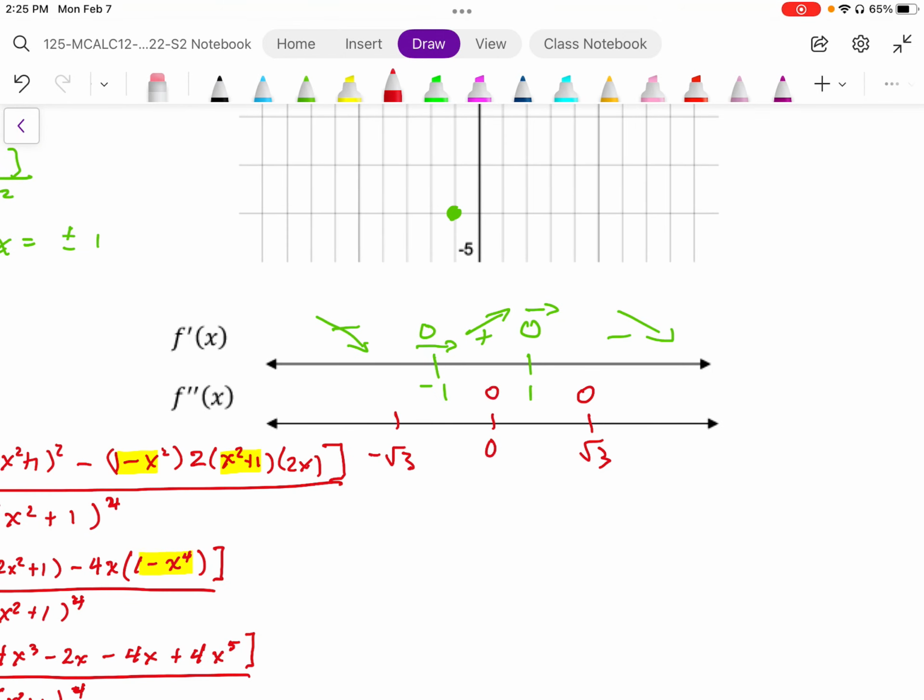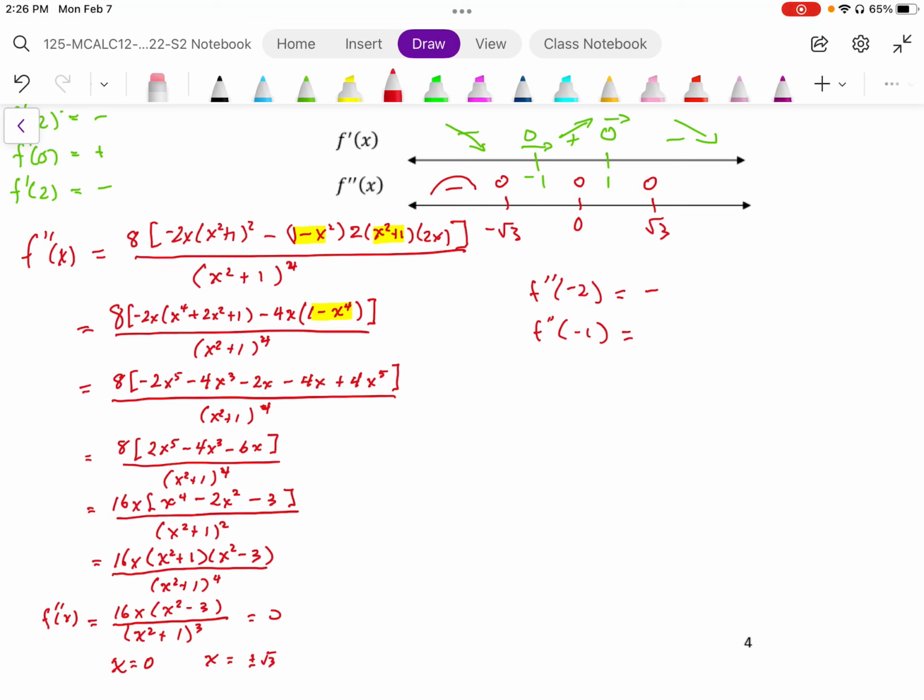I'm going to choose negative 1. When I plug that in, I'm going to end up with x squared minus 3 is negative times negative 1. It's going to give me positive. So there's my positive concavity in here. And then doing the same for positive 1, I'm going to get negative concavity. And then my second derivative at positive 2, I'm going to end up with positive concavity here. It's going to look like that.